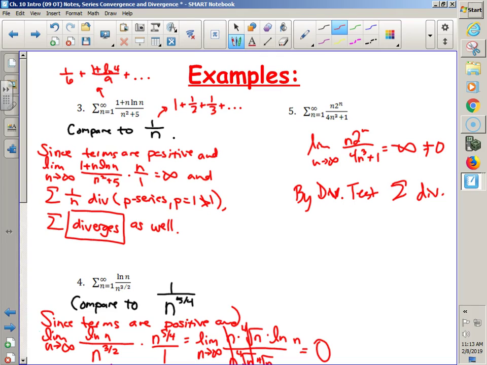Wait, pause one more time. So hold on, why didn't we do that here? Because this guy diverged. Why didn't we just use the divergence test here? What's the limit as n goes to infinity? 0. Oh, we know nothing. Could converge, could diverge. We don't even know. Just reminding you, we know nothing if the limit equals 0.